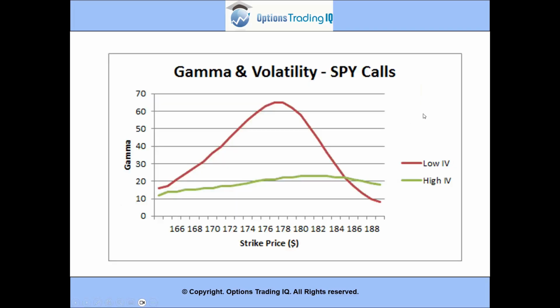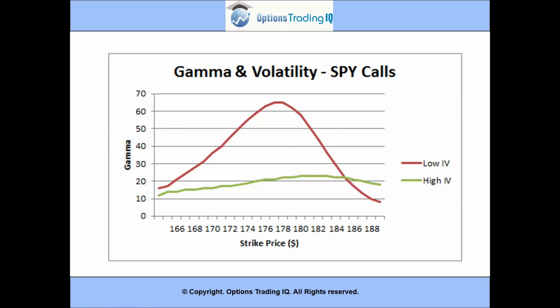Gamma will also vary depending on the volatility of the underlying. In a low volatility environment, we're going to have really high gamma at the at-the-money options, whereas in a high IV environment, the gamma is going to be a little bit more spread out across the different strikes.